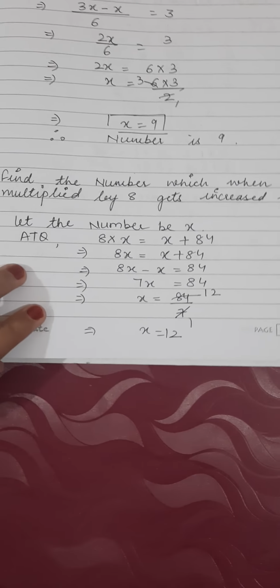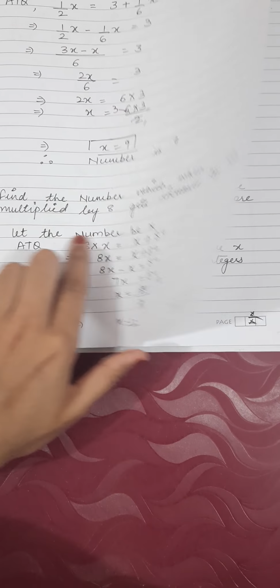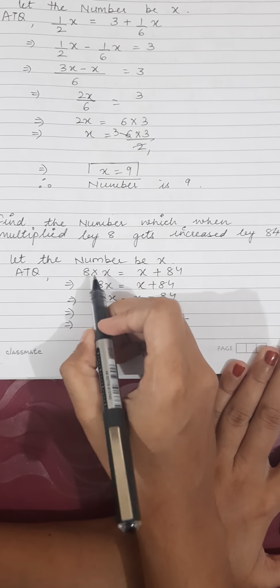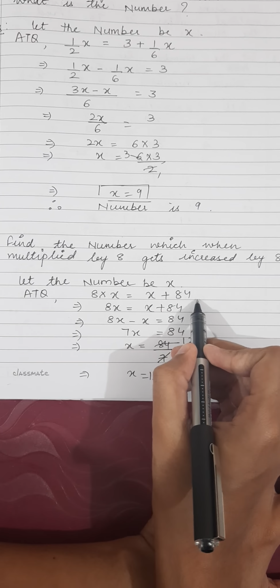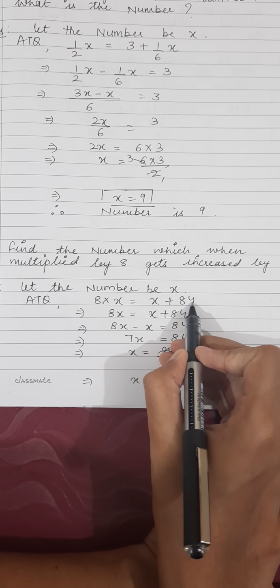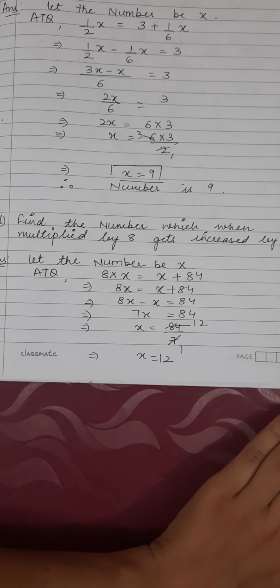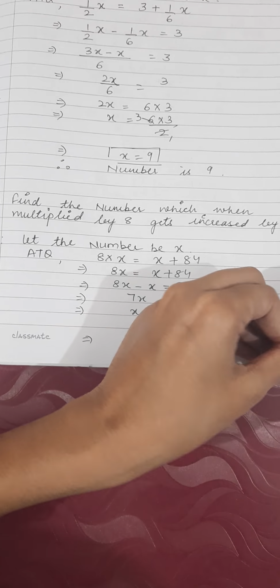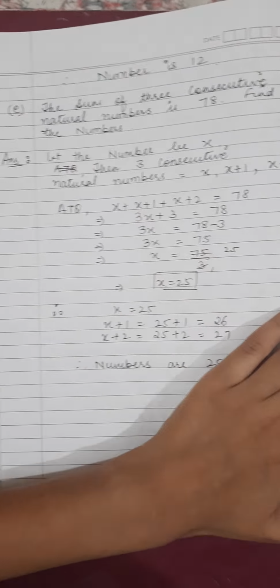Now let's see the solution. Find the number which when multiplied by 8. We don't know the number, so let the number be x. X when multiplied by 8, that number is increased by 84. So I am going to write 8x equals x plus 84. We have solved this, and at the end you are going to write: therefore the number is 12. Okay, so this is the solution of D part. Now let's do E part of question number 1.